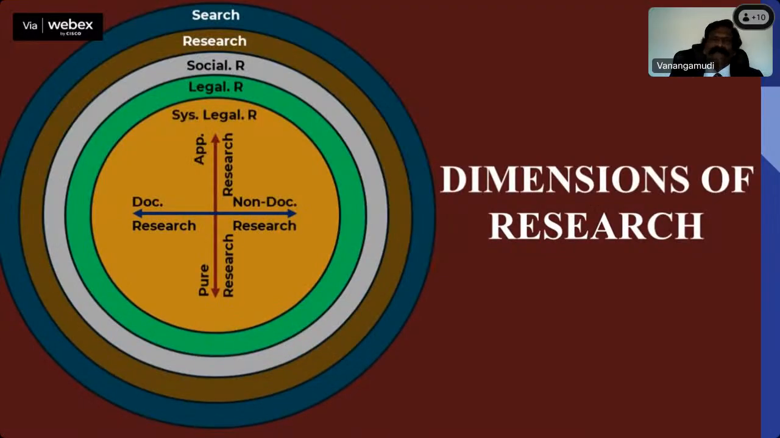Please, next slide. Yeah. See, already I explained. These are the four types of legal research. One is doctrinal, another is non-doctrinal. Then pure and applied. I said no research is absolutely doctrinal. No research is absolutely non-doctrinal. No research is absolutely pure. No research is absolutely applied.